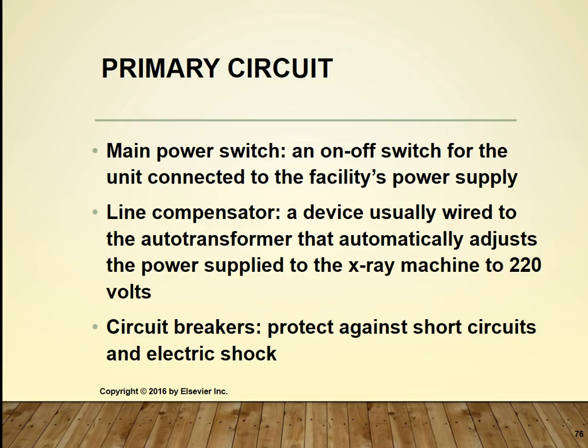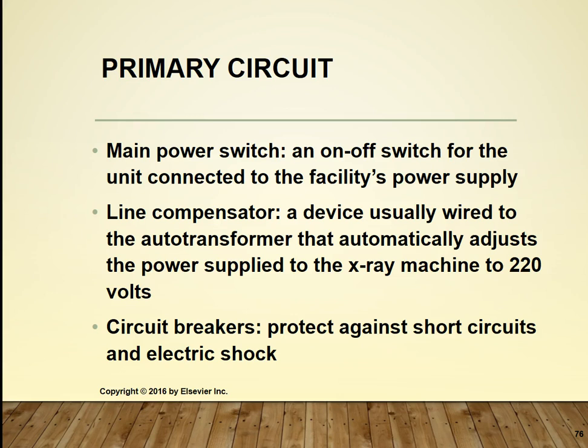So the primary circuit, if you start at the beginning, the main power switch is an on and off switch for the unit connected to the power supply. Because the incoming power is not consistently 220 volts, you have a line compensator. And that is usually wired to the auto transformer, and it automatically adjusts the power supplied to precisely 220 volts.